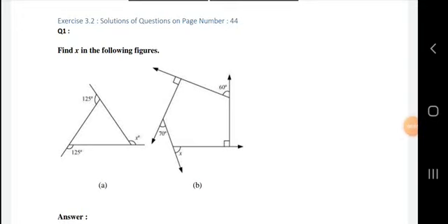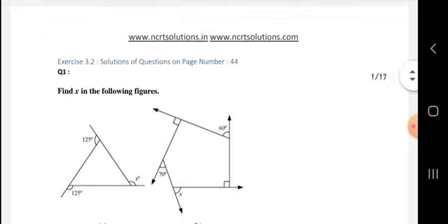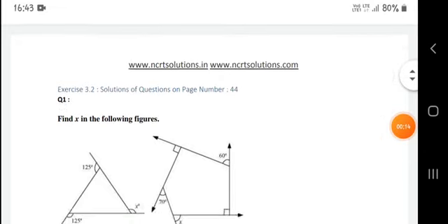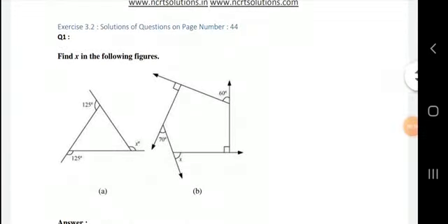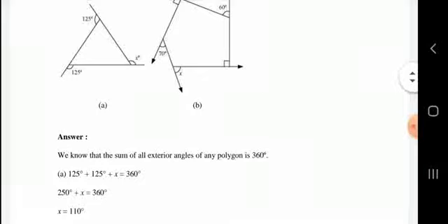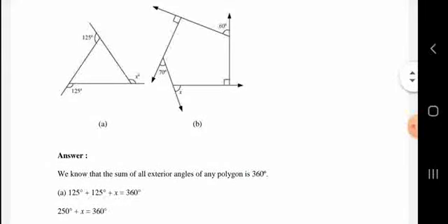Today I'm going to explain the 8th standard maths, third chapter, Understanding Quadrilaterals. Find x in the following figure. Here they have given one triangle. In the first figure they have given this.